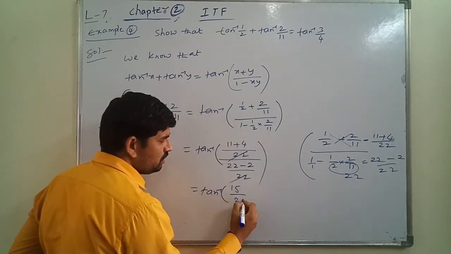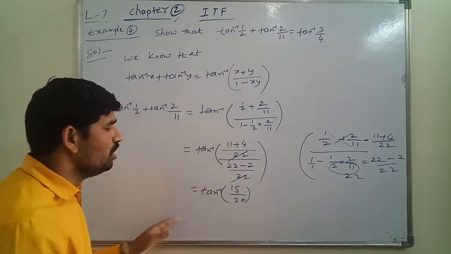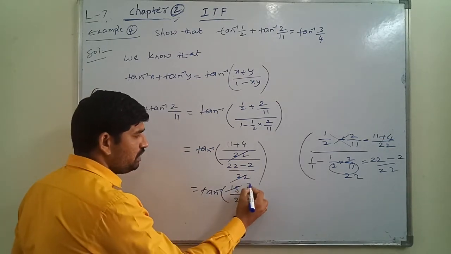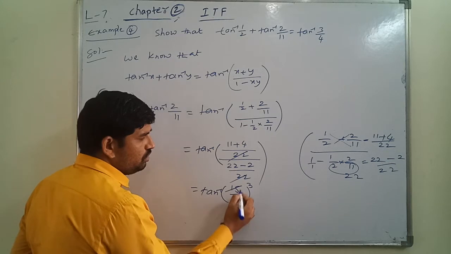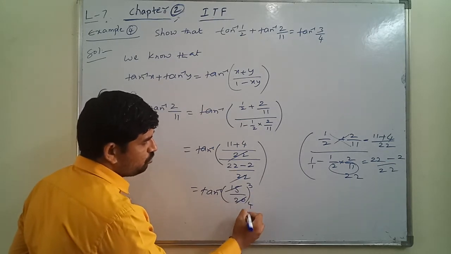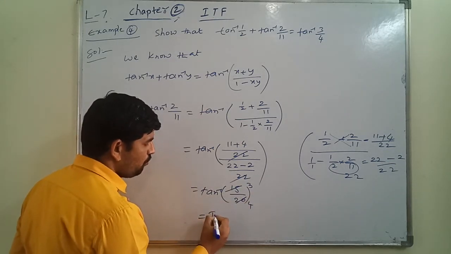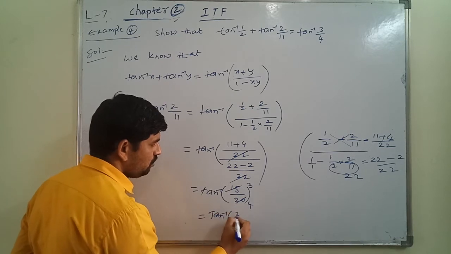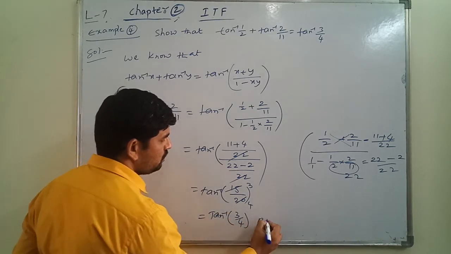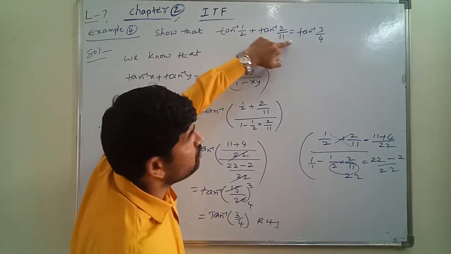And whatever the denominator, that is 20. Yes or no? So next, in the 5 table, 5 3 times gets cancelled. 5 here 4 times. 5 4s are 20. 5 3s are 15. So the final result is tan inverse of 3 by 4. It is the RHS or not? See, once again, this is the RHS.